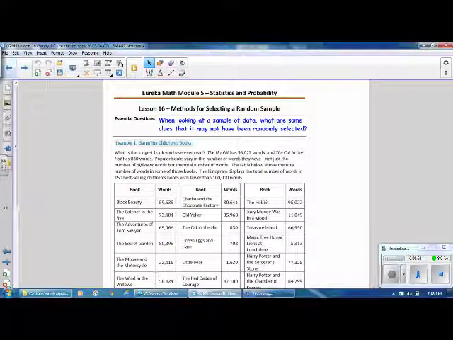Pause the video and write the essential question. When looking at a sample of data, what are some clues that it may not have been randomly selected?